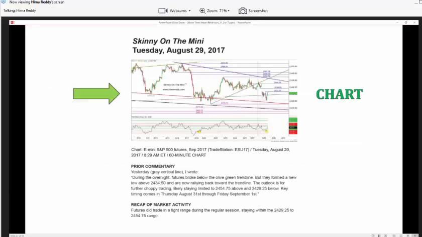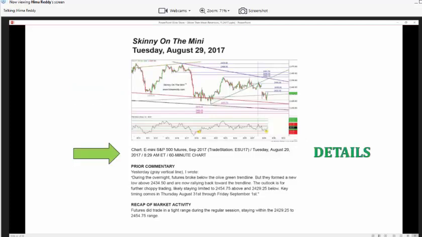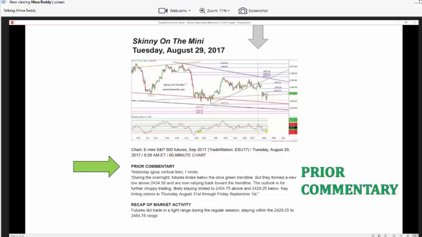So here's what a Skinny on the Mini looks like. Every report has a chart. It's my chart, just like I showed you in one example. There's the details of the chart beneath so that you know exactly what time I captured it and what the time frame is. I always do something that's really important to me. I draw in this vertical line that marks the actual time at which I published the most recent report. With that, I also have the exact commentary I wrote on the most recent report. This is my accountability to you all.